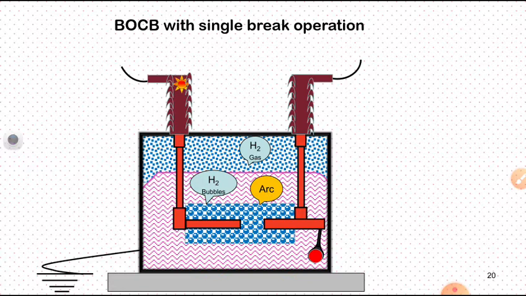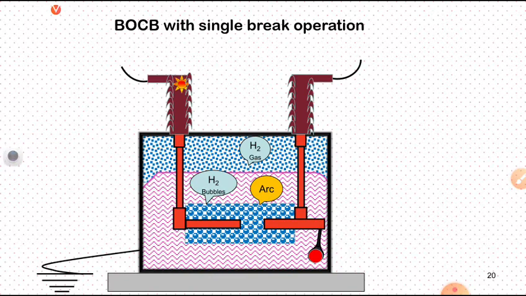Then once it opens a small gap, the contact area between the fixed contact and the moving contact goes on decreasing. Once decreasing, the current density increases between the fixed and the moving contact, and due to that heat will be produced. Once a small gap is opened, there is a rate of rise of recovery voltage between the two contacts. Then high voltage will try to ionize whatever media is between the fixed and moving contacts. So due to this, a big arc will take place. The arc is nothing but a flexible conductor.